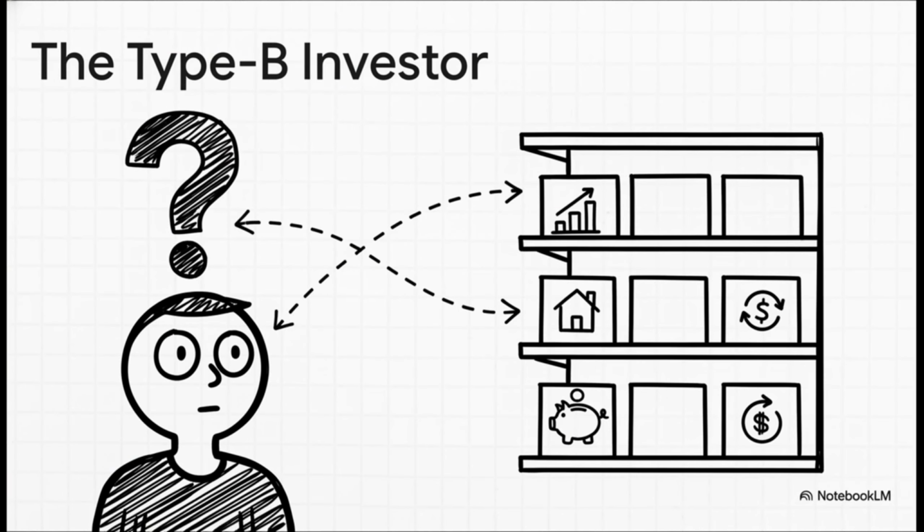Now, the type B investor. On the surface, this person seems a lot more proactive, right? I mean, they're asking all the right-sounding questions, but they're still just looking for easy, prepackaged answers. This often leads them to what you might call retail investments, things like mutual funds that are designed for the masses, not necessarily for getting the best possible returns.